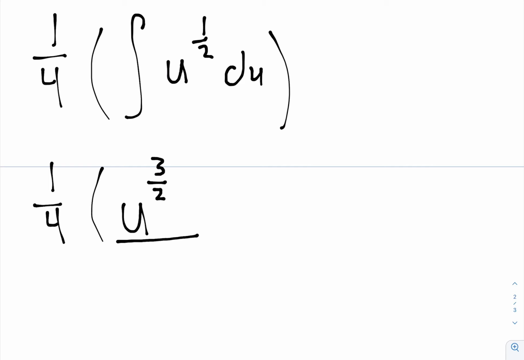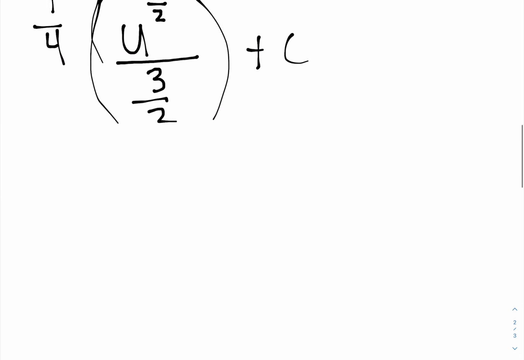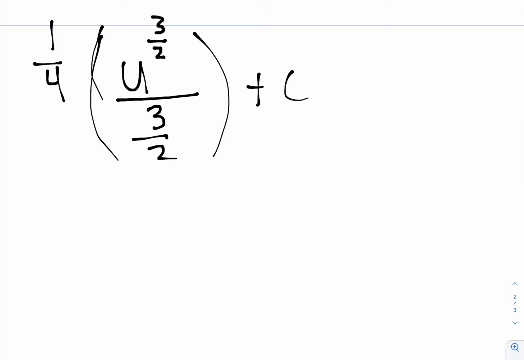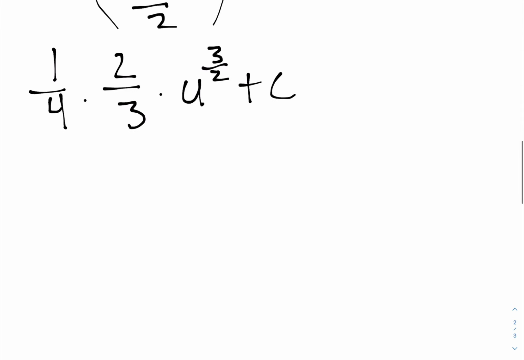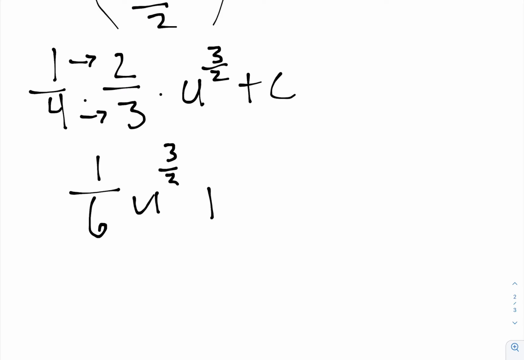And then we have to divide by that new power. So divide by 3/2, right? And then we got to have that plus c on there. Okay, so if we divide by 3/2, that's the same as multiplying by 2/3. So this is 1/4 times 2/3 times u to the 3/2 plus c. Okay, so 1/4 times 2/3, we multiply 1 and 2, 4 and 3, so that's 2/12. That's 1/6 u to the 3/2 plus c.